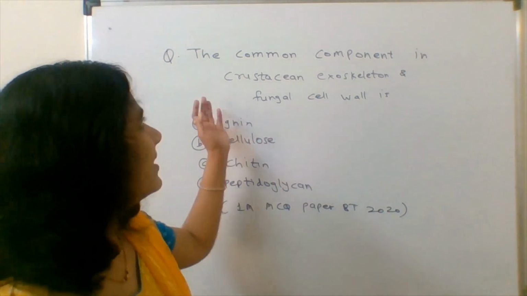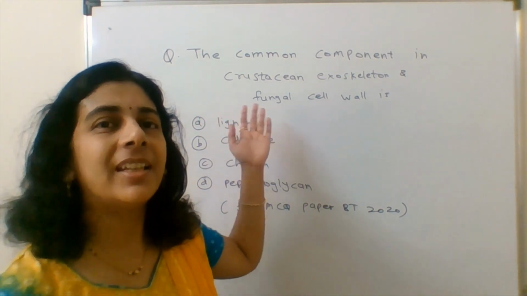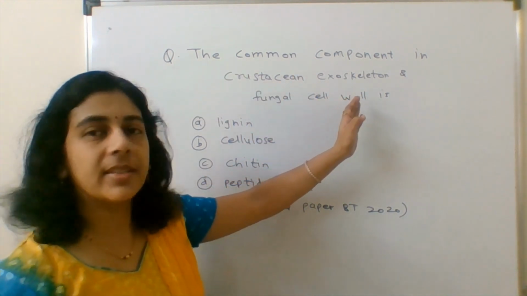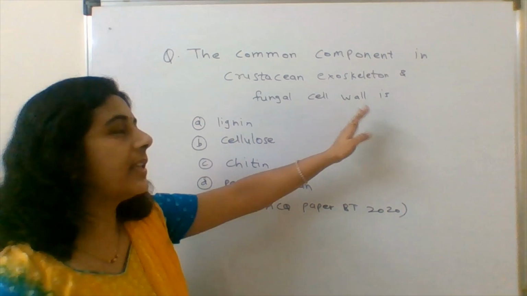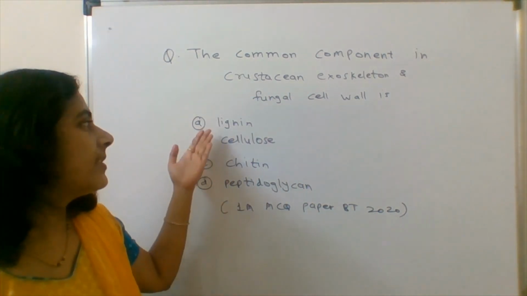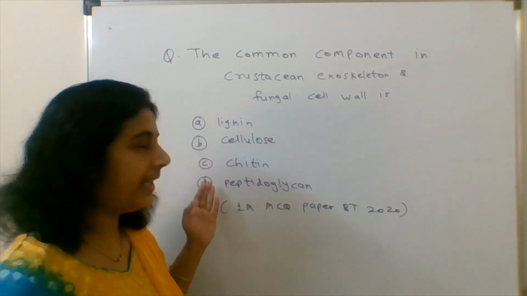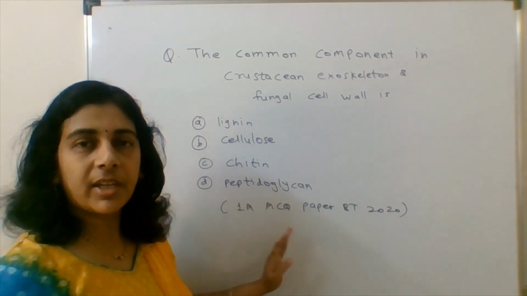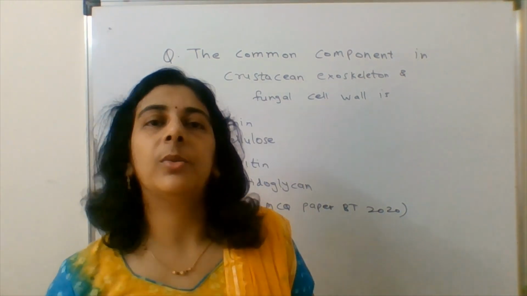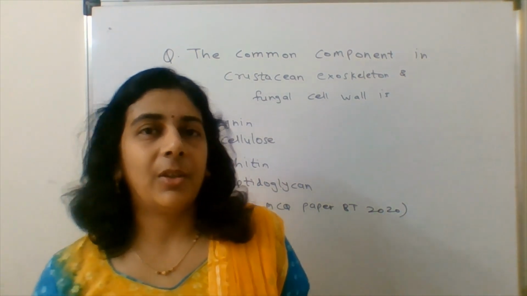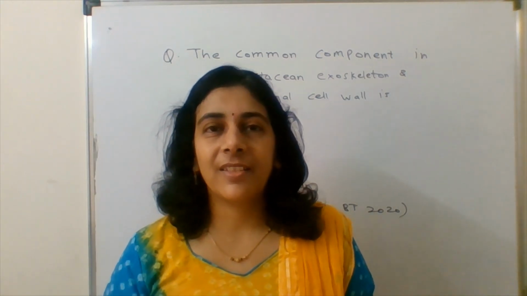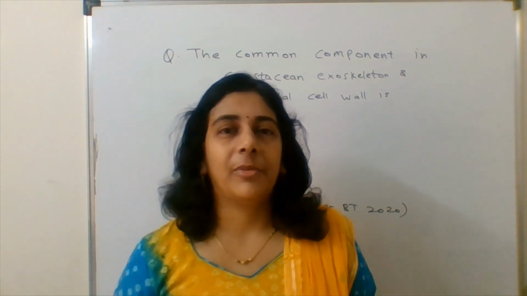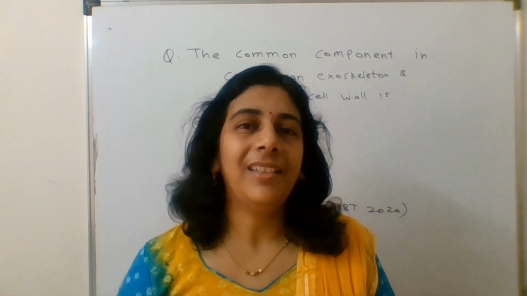This is the question we are going to discuss in my next video. The question is: the common component in crustacean exoskeleton and fungal cell wall is. Options are lignin, cellulose, chitin and peptidoglycan. This is again a 1 mark MCQ type question from the Biotechnology 2020 paper. You can think over this question and find the answer, and why that particular answer is correct. I'm going to explain all these things in my next video.